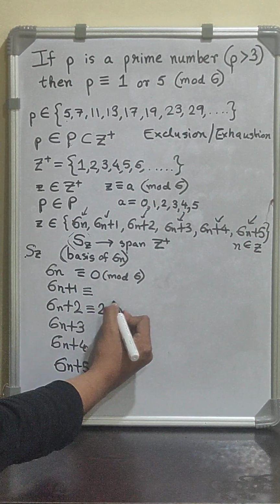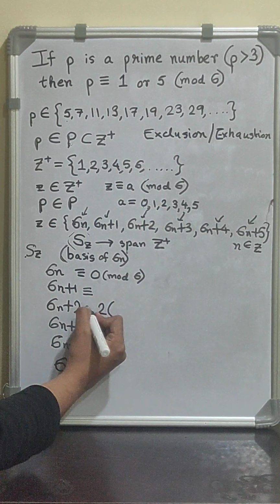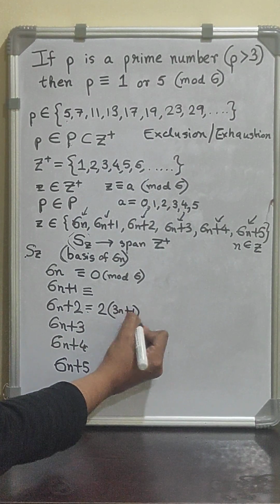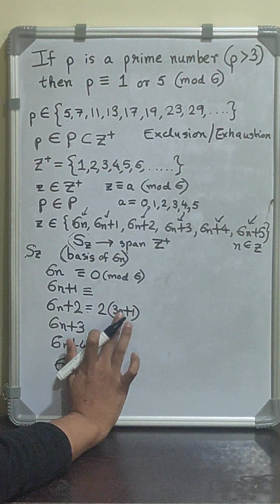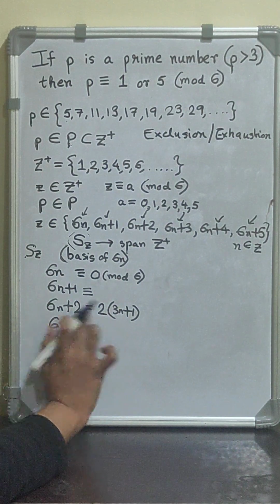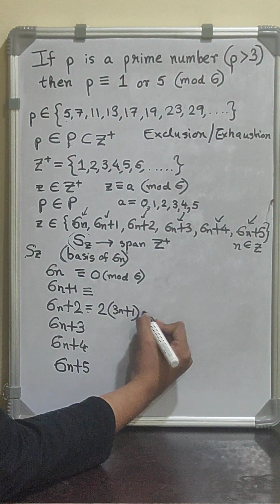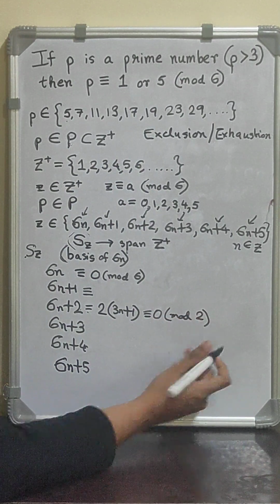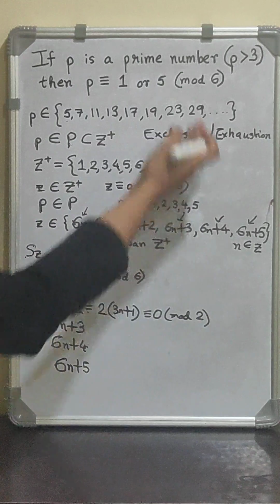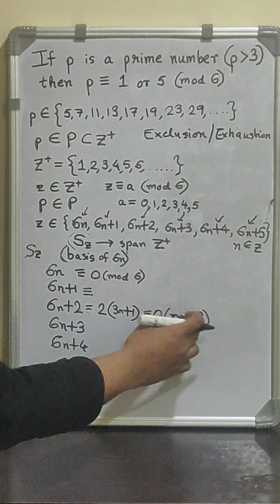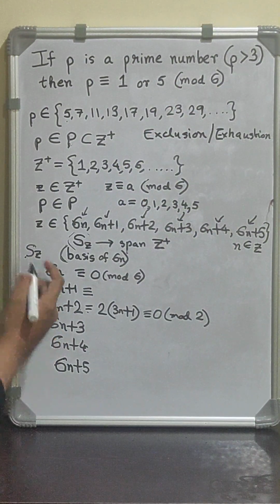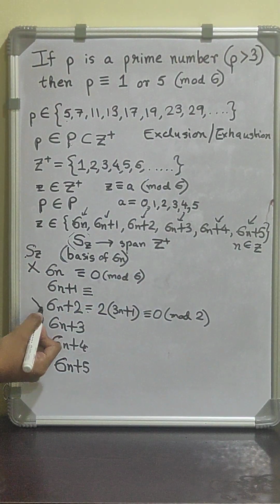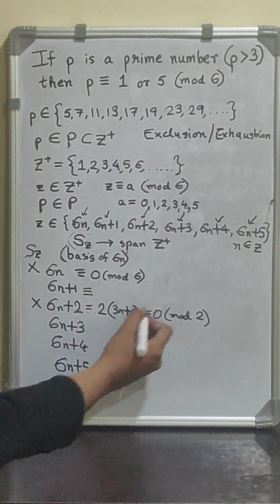This can be written as twice 3n plus 1. So regardless of n, for any n, this is identically divisible by 2. So 0 mod 2. Okay, so why did we bring in mod 2? The question has mod 6, not mod 2. This is to show that this number cannot be prime. So I excluded this number because it's divisible by 6. I have to exclude this number because it is divisible by 2.